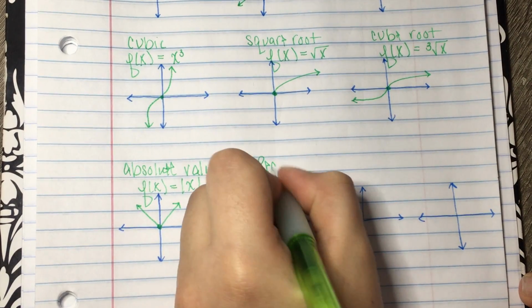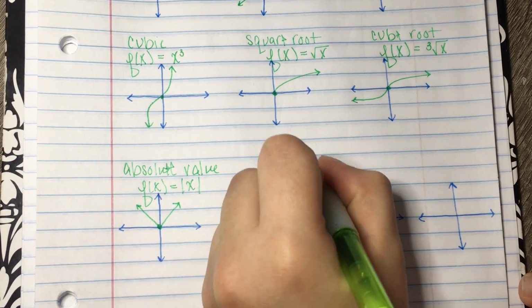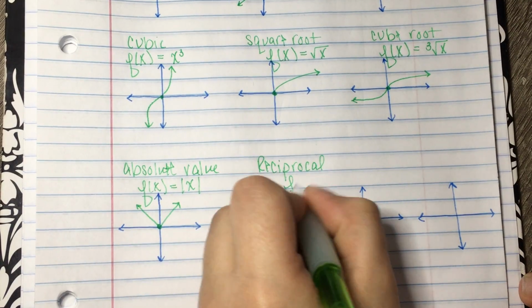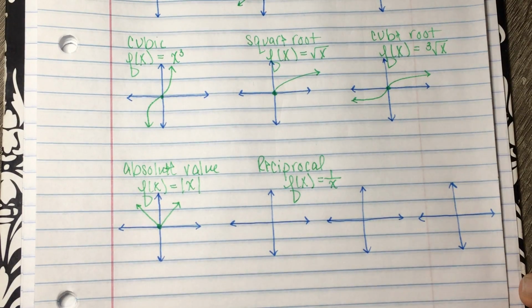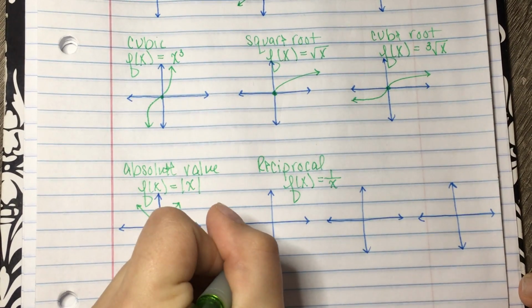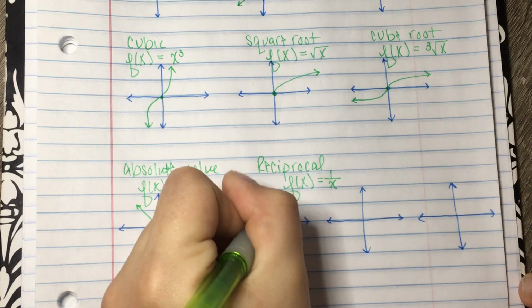Next, we're going to call this our reciprocal function. Now, you could refer to it as your rational function, inverse function, but I use reciprocal. And that's where we have those two branches and those two asymptotes.